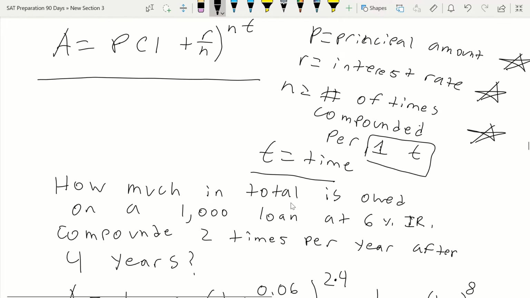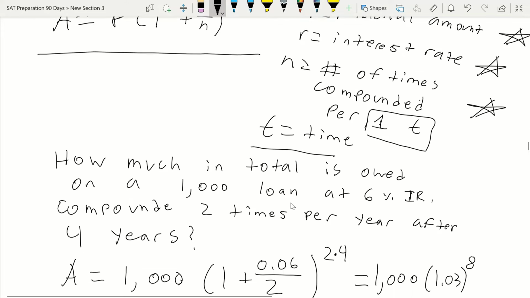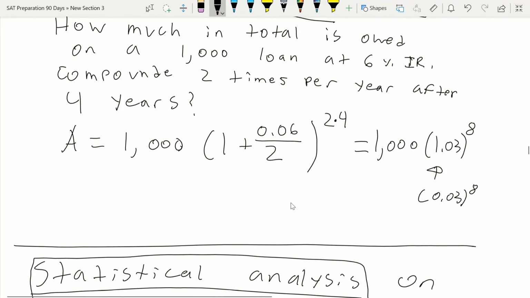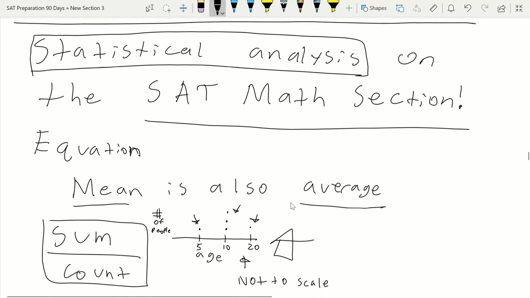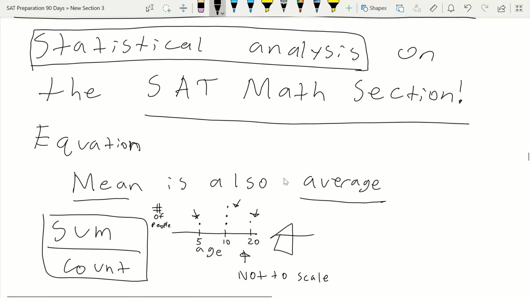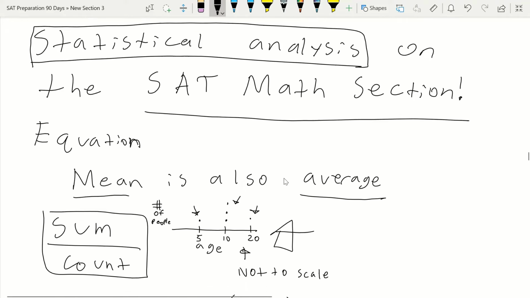So that's our equation right there. We've got A is equal to P times quantity 1 plus R over N raised to the power of N times T. So once again, same thing, make sure that you understand whether you're doing it for interest or for total amount owed. Next, we got into some statistical analysis on the SAT math section. This included the equation for the average as well as 3 concepts that aren't equations. So we'll start with our equation for average.